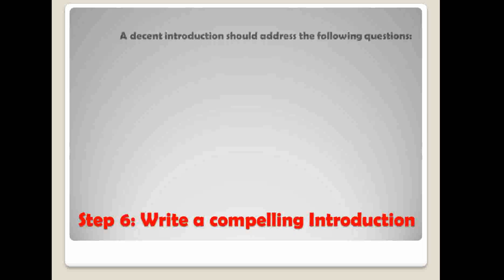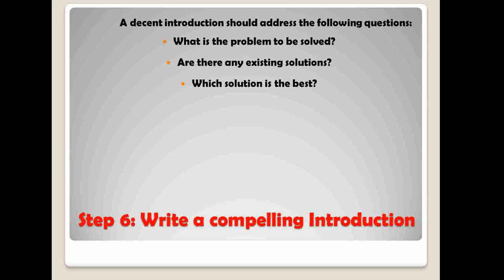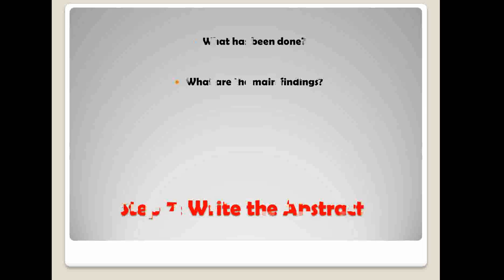Also, write a compelling introduction. A decent introduction should address the following questions: what is the problem to be solved? Are there any existing solutions? Which solution is the best? What are its main limitations? What do you hope to accomplish through your research? And then also write the abstract: what have you done and what are the main findings. That's it in the abstract.